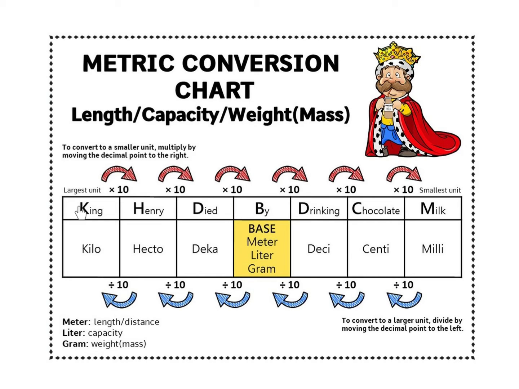When going from a larger unit to a smaller unit, we multiply by tens because there are more of the smaller unit than there are of the larger unit. And when we're going from a smaller unit to a larger unit, we're going to divide because there are less of the larger unit than there are of the smaller unit. Each time that we either multiply or divide by 10, we're shifting the decimal place 1 point. This might be a little confusing right now, but it will make more sense after we do some problems.